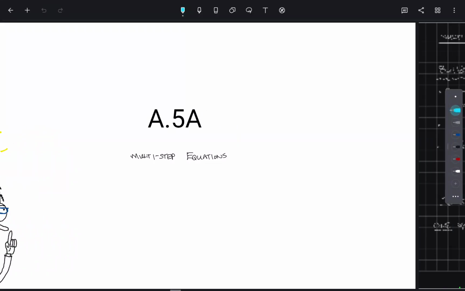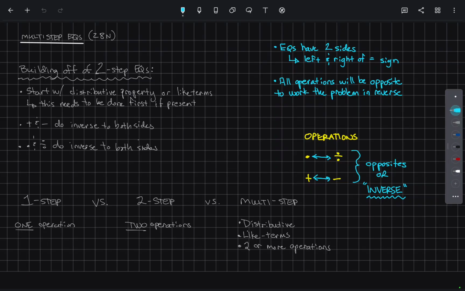Multi-step equations. So building off of two-step equations, we're going to be introduced to two new things for multi-step equations.